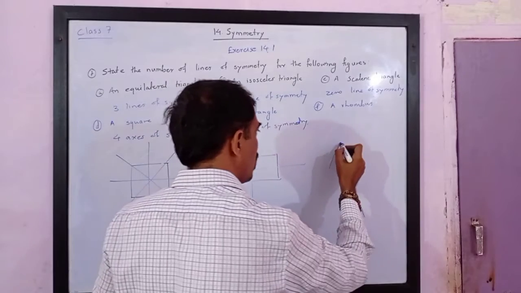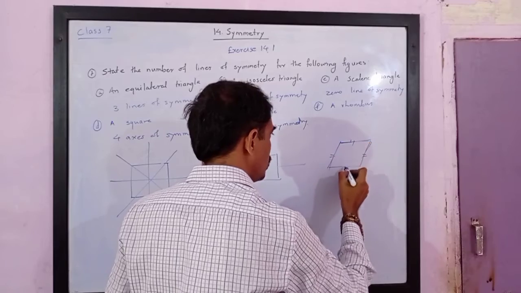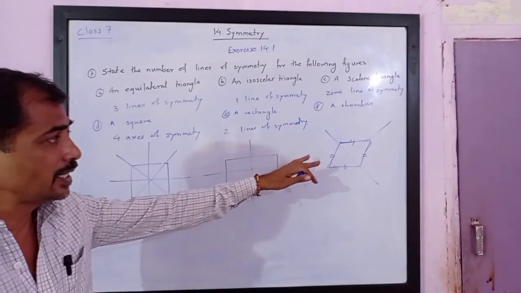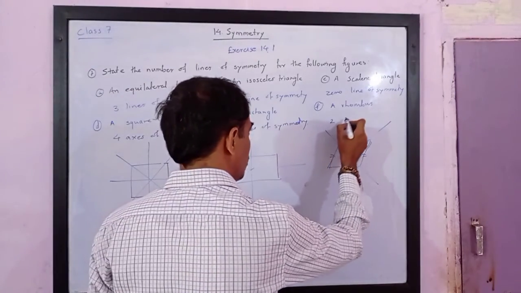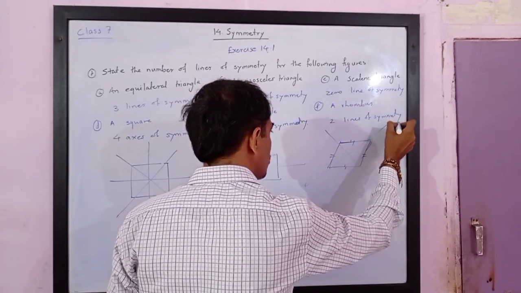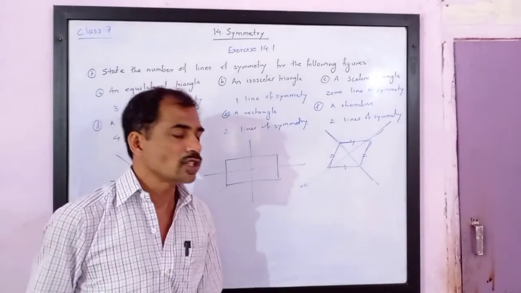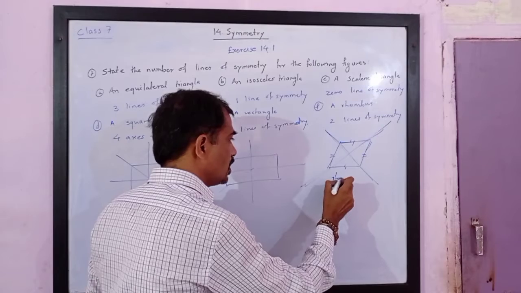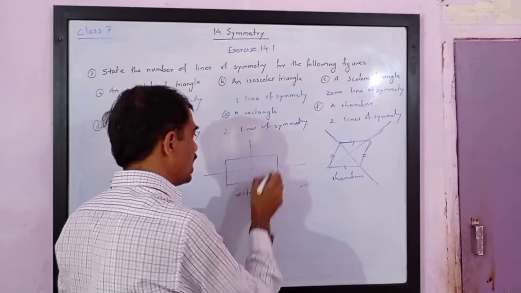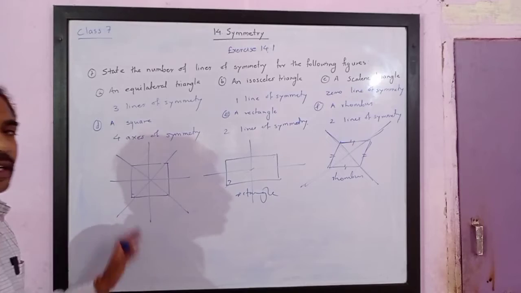Then rhombus has all sides equal. Only along the diagonal, if it is divided, will we get two exactly equal parts. So it has two lines of symmetry, and those two lines are along the diagonals of a rhombus. This is a rhombus which has all four sides equal. This is a rectangle which has opposite sides equal and angles right angles, and square has all sides equal and all angles as right angles.